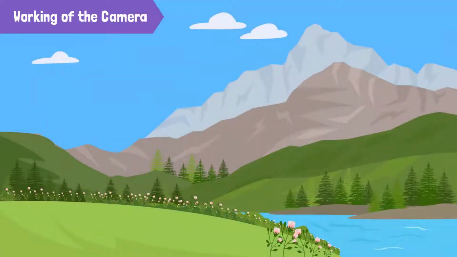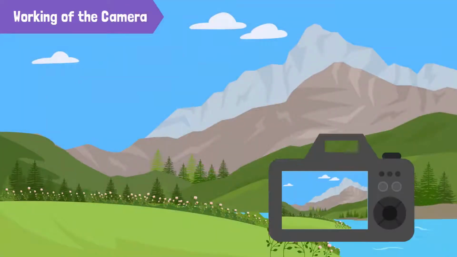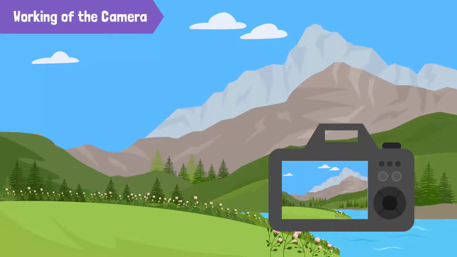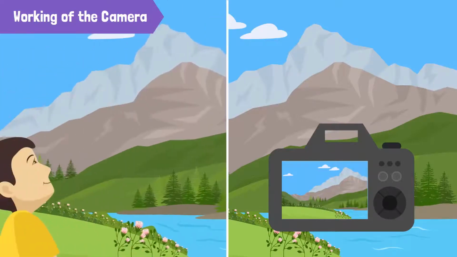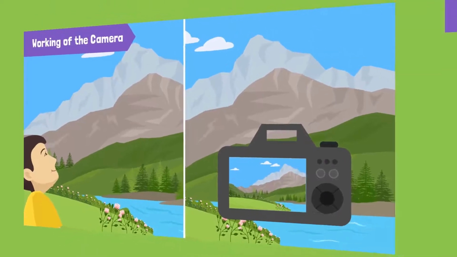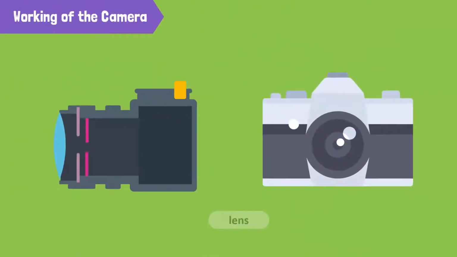Let me tell you about the working of a camera. The camera captures an image the same way an eye sees an object. The lens of a camera is transparent and located at the front of the body.